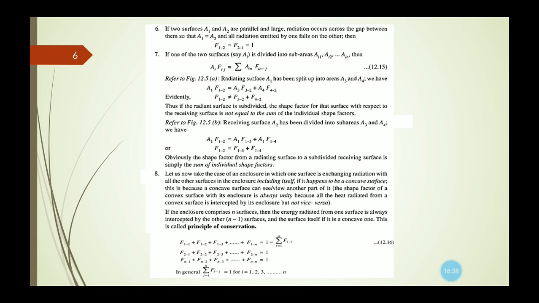From this principle of conservation, you can write that F11 plus F12 plus F13 and so on up to F1n is equal to 1. In a similar way, F21 plus F22 plus F23 and so on up to F2n is equal to 1. So in general, you can write the summation over j from 1 to n of Fij is equal to 1 for i equals 1, 2, 3 up to n. This is the principle of conservation. So these are the 8 different properties and salient features of shape factor algebra.